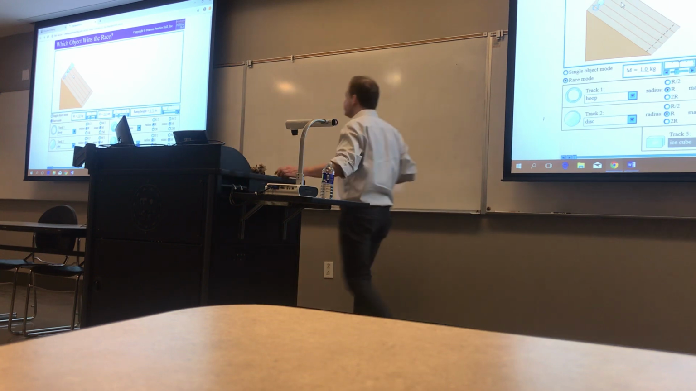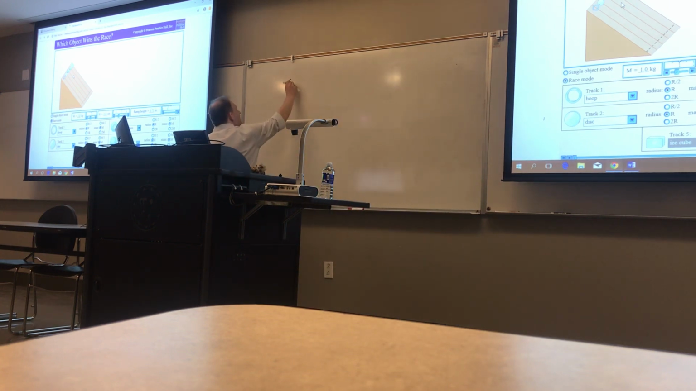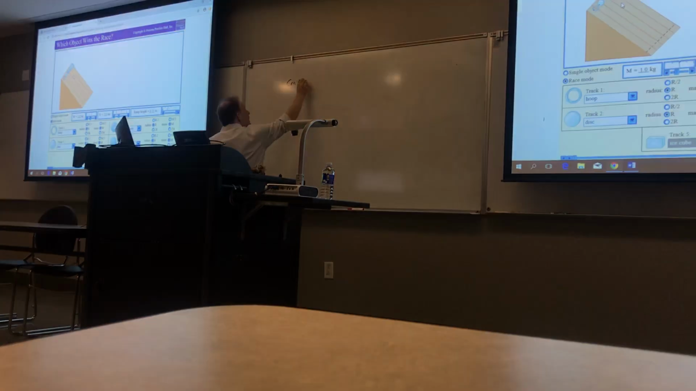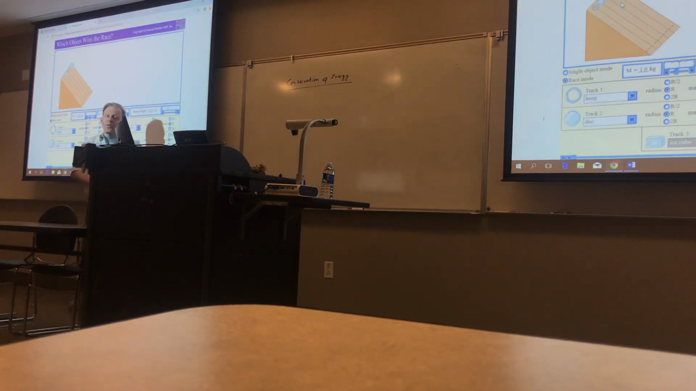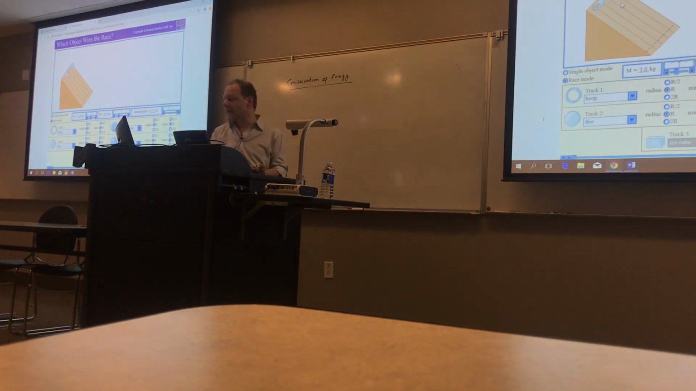Is this a frictionless surface? Yes, I believe frictionless, yes. So what are we talking about here? Conservation of energy. If they're going to start to roll down from rest, what is the kinetic energy that they have at the top of the slope?